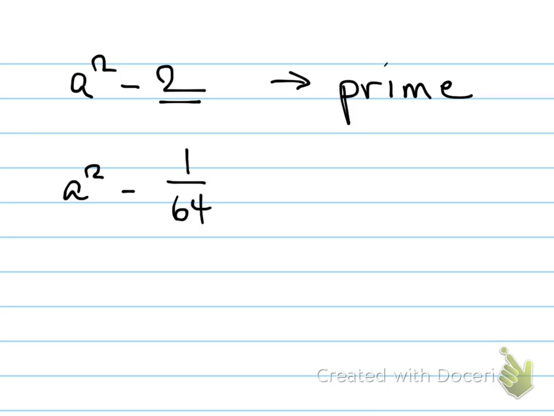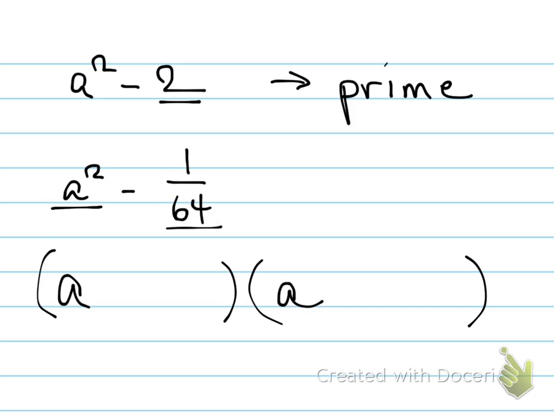A squared minus 1 over 64. Is it a difference? Yes. Is a squared a square? Is 1 over 64 a square? Yes. Yeah, any fraction is a square as long as both the top and the bottom are both squares. And 1 is a square because it can be written as what? 1 times 1. 1 is the only square that can be written as itself. So, what's the square root of a squared? What's the square root of 1 over 64? 1 over 8. Right. Because 1 is 1 times 1, 64 is 8 times 8. So you can do fractions. First one gets a, second one gets a, and there's your answer.